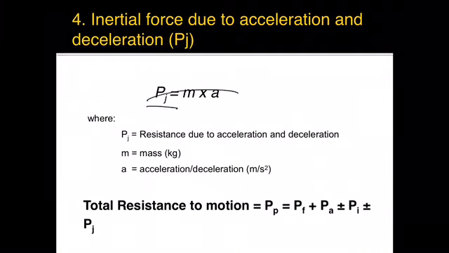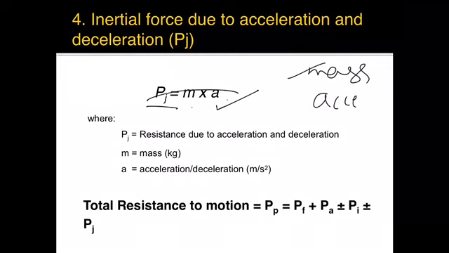It is denoted by the letter Pj, and you can calculate it as mass into acceleration, because it depends upon the mass of your vehicle and the rate at which you are accelerating or decelerating it. So once again, the inertial force Pj will be plus or minus m into a. You consider it positive whenever the vehicle accelerates, and the sign will be negative in the deceleration condition. You need to substitute the acceleration and deceleration values in terms of meter per second square.